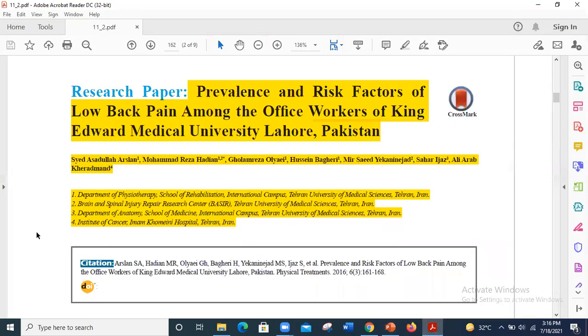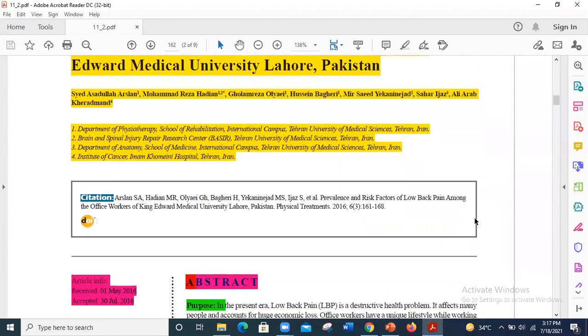Coming back to the research paper, you can see here is the title of the research paper that we discussed previously, prevalence and risk factors of low back pain. Further, you can see there is a list of authors' names, Sayyid Asadullah Aslan, Muhammad Rezahuddin, and so on, along with their affiliation. Now, what is affiliation? Affiliation means the institute, the organization which you are affiliated with. Say, for example, I'm affiliated with New Hospital Lahore, I'm affiliated with Government College University, whatever the institute you are affiliated with.